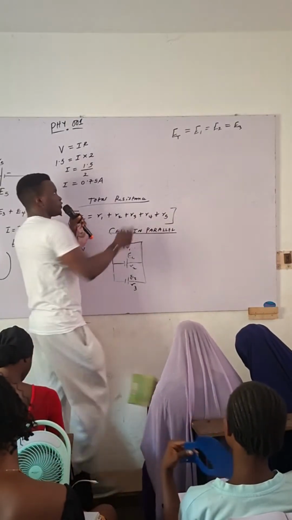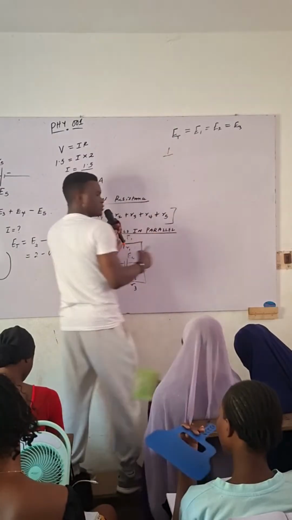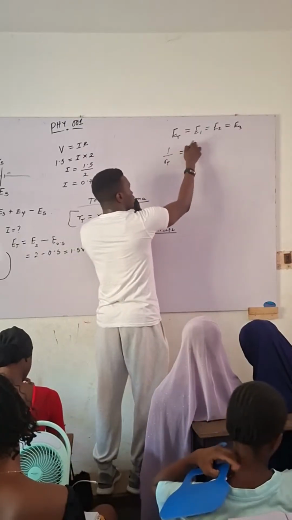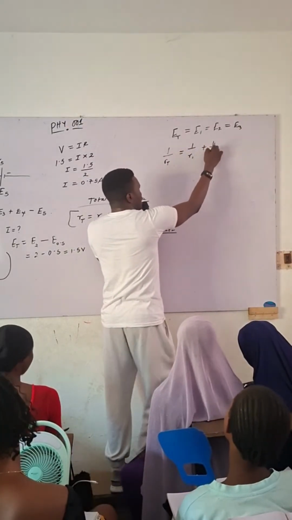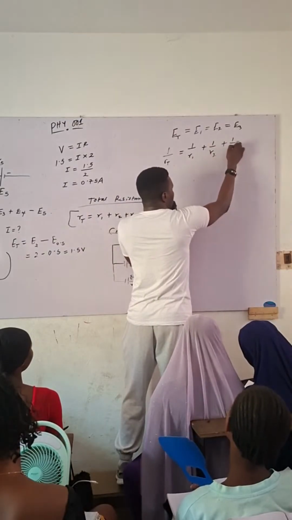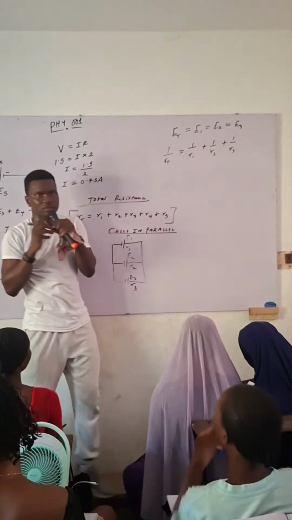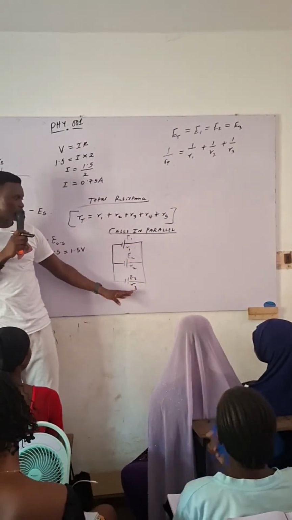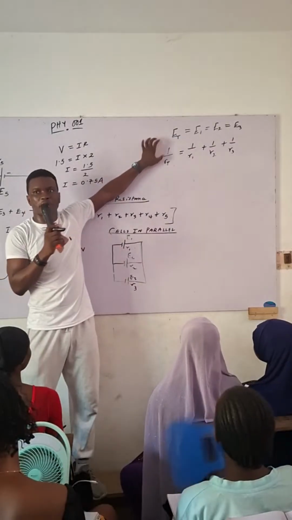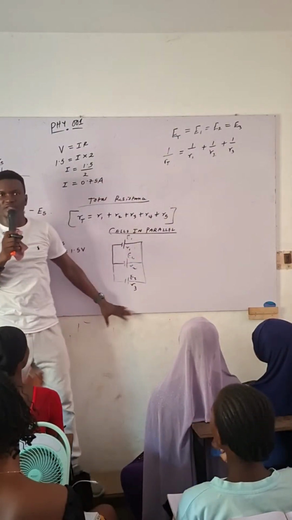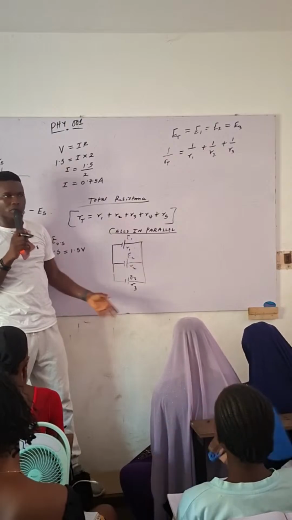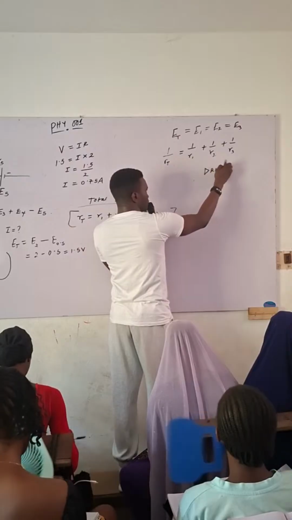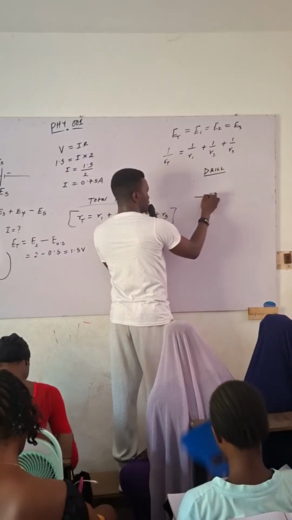Then, if I have one for the resistance, it will be 1 over R total, which is now going to be 1 over R1 plus 1 over R2 plus 1 over R3. You understand that one? So when resistors are in parallel, that's how you do it. So now, for EMF in parallel, this is how you do it. For EMF in series, this is how you do it. So let's solve the question on that. Let's say I have a diagram like this.